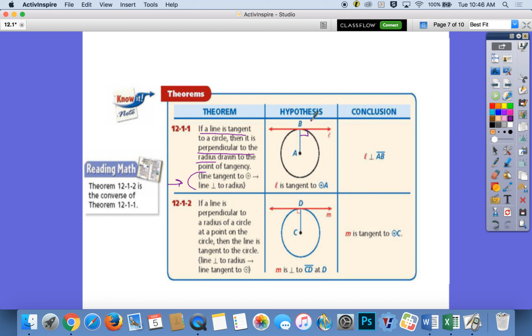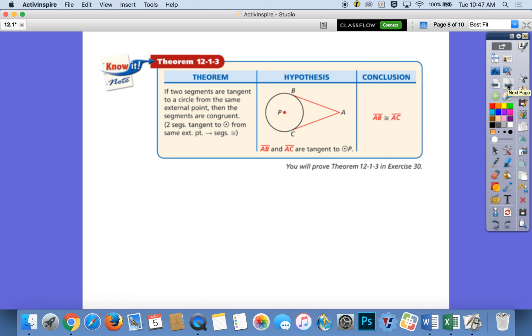Okay, and here's your converse. If a line is perpendicular to the radius of a circle, then the line is tangent to the circle. Okay, so again, this is what I would write down. So 2 theorems, one's the converse of the other. So basically, if you have a point of tangency and you draw a line straight to the radius, that is going to be perpendicular. Our final one, and this is what we're going to use for our next example.